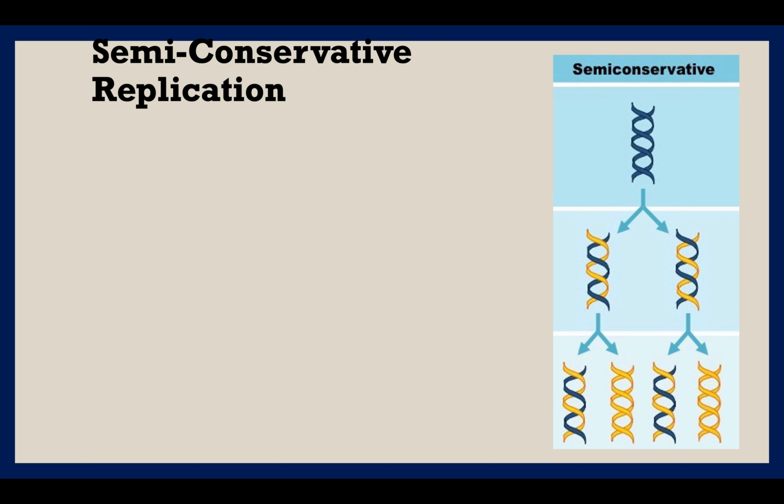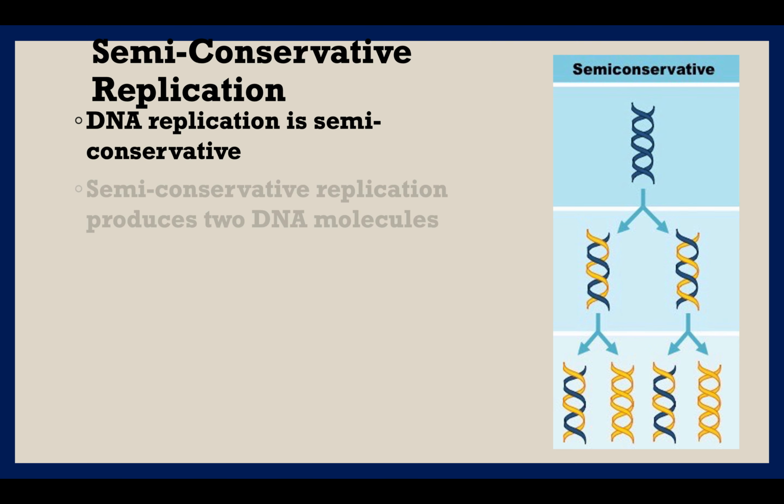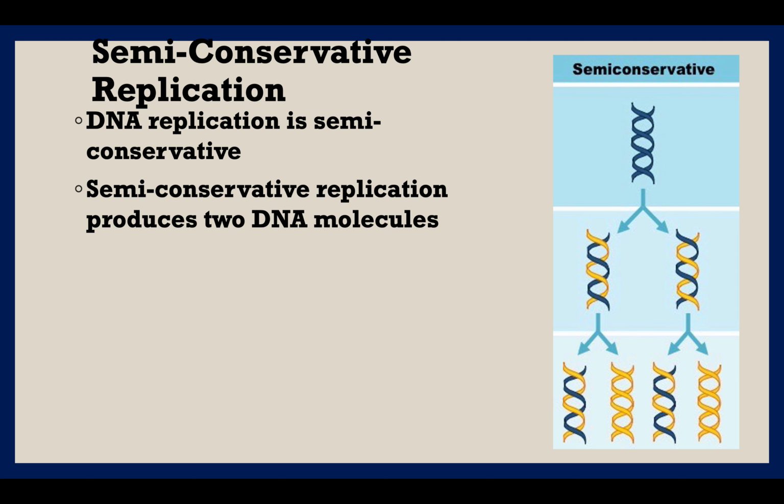So DNA replication happens in a semi-conservative mechanism. And what does that mean? Let's see. Semi-conservative replication produces two DNA molecules. So let's just jump straight into what semi-conservative means. Semi-conservative means that this is a process that is not completely conservative, right? That is very easily taken from the word. But when we're talking about DNA, what are we referring to?